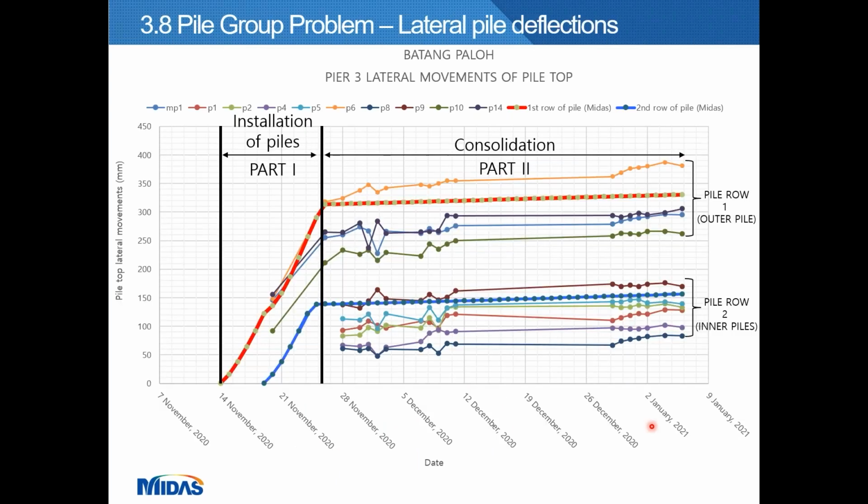This is the measured lateral deflection at the pile head towards the river. The thin lines are the measured lateral movement of the pile top for pile row number 1, and this group are the movement for pile row number 2. This is the outer pile. This is the inner pile.